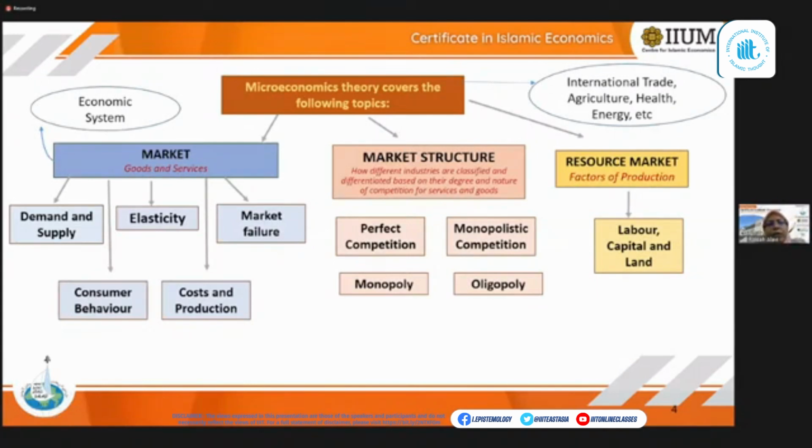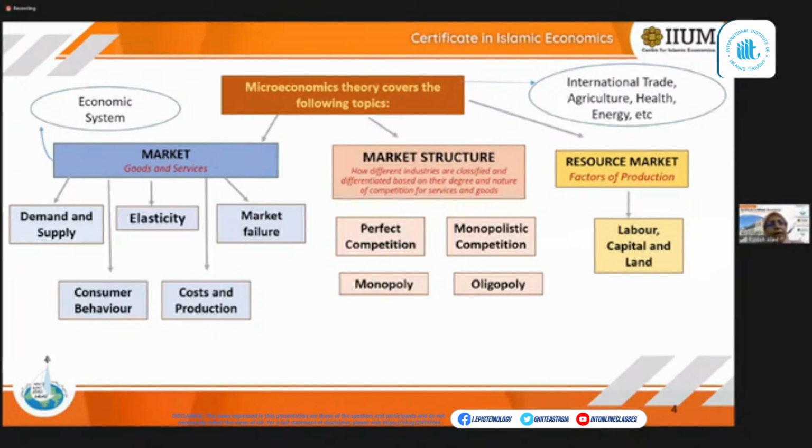What does microeconomic study or theory cover in a particular course? What are the areas that are covered? Microeconomics, the way I look at it, is divided into three, maybe four, but I will say three. You can see the three different colors that I have highlighted: market, market structure, and resource market. A lot of the discussion is on the market itself. Market is where the goods and services are produced.